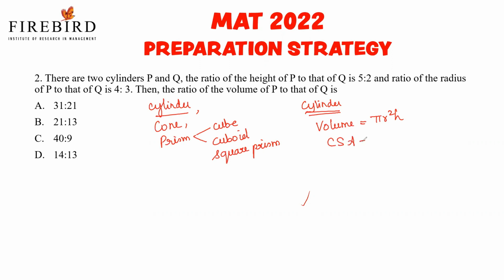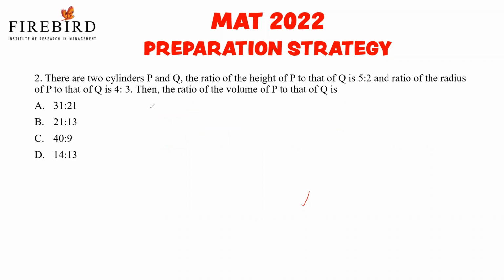And the curved surface area of the cylinder is 2 pi r h. You should know the formula. Before starting to solve this question, I'll give you a few tips for prism, a few tips on how to solve questions based on prism. You should know the basic formulas for prism: volume, lateral surface area, which we call LSA, and total surface area, which we call TSA.